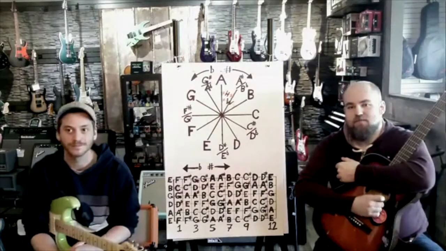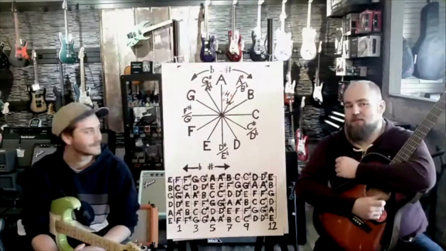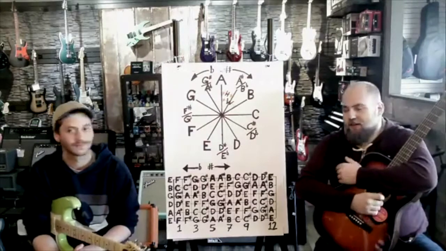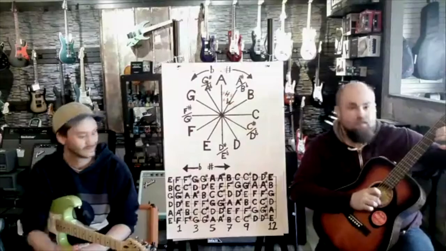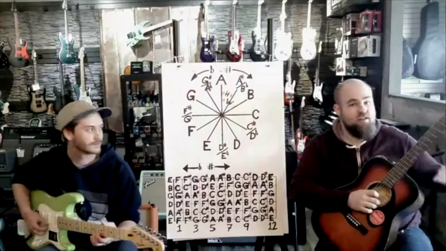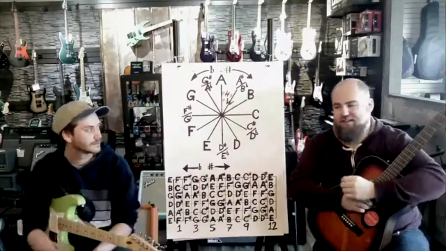I think that's what sometimes people find confusing. Octave versus like a unison. If you play these two, they're a unison note. They're the exact same note.